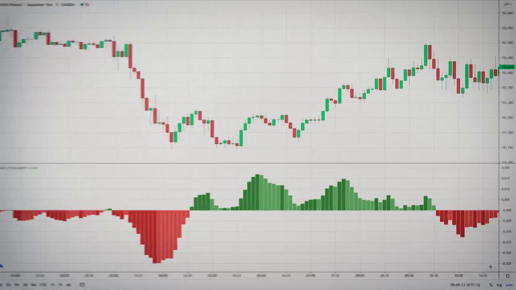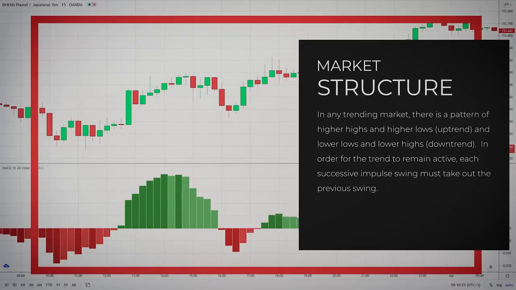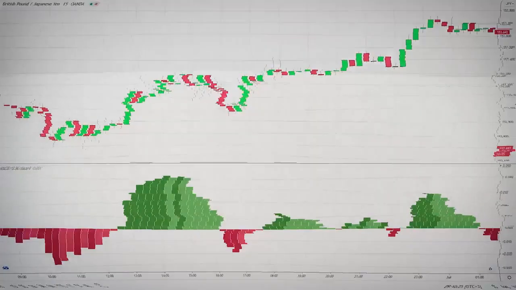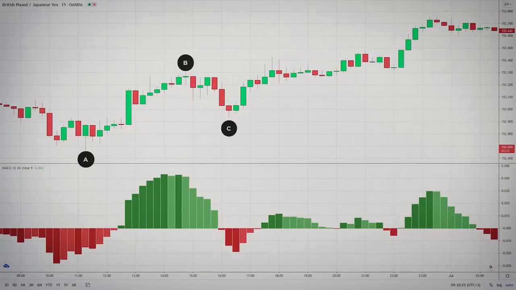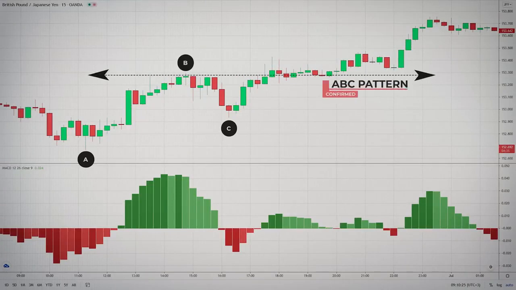short-term trend direction. In any trending market, there is a pattern of higher highs and higher lows. In order for the trend to the upside to remain active, each successive impulsive swing must take out the previous swing, which is the point B in the formation. When price surpasses the point B, you can use this as a confirmation that the ABC pattern is present.